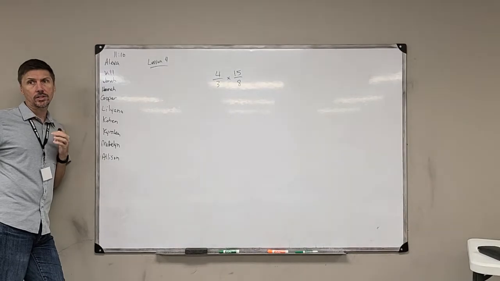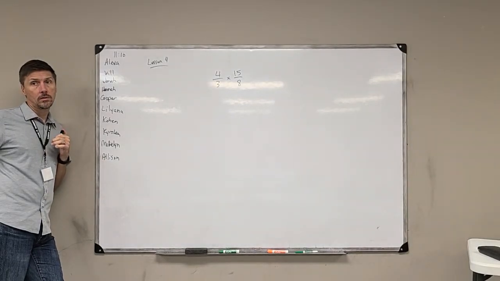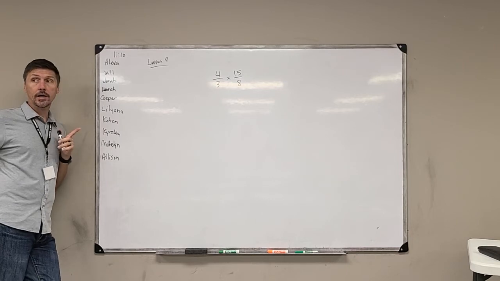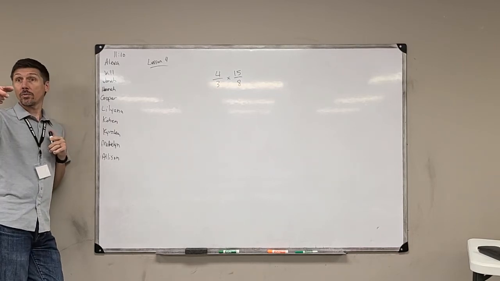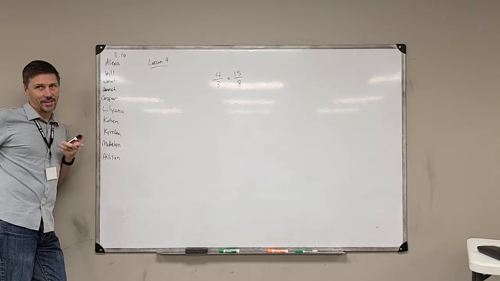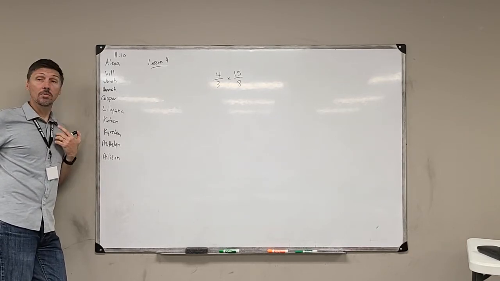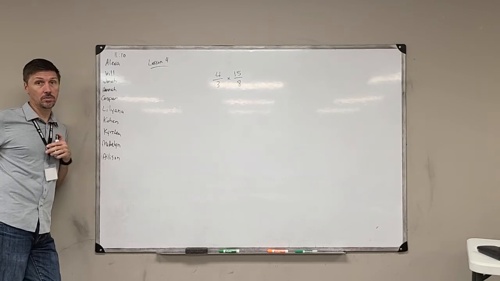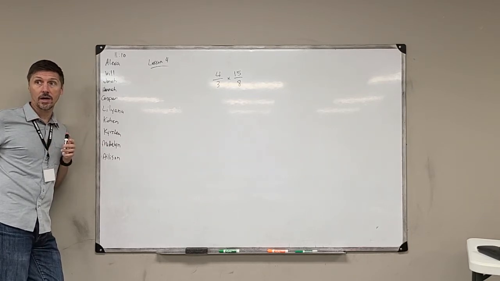How do I multiply two fractions together? You're going to make the denominators equal. Do I need to do that, guys? Actually, no. Why don't I need to? Because we are not adding or subtracting. That's right, we're just multiplying. So when we multiply, we don't have to worry about that. We can just multiply the numerators together and multiply the denominators together.